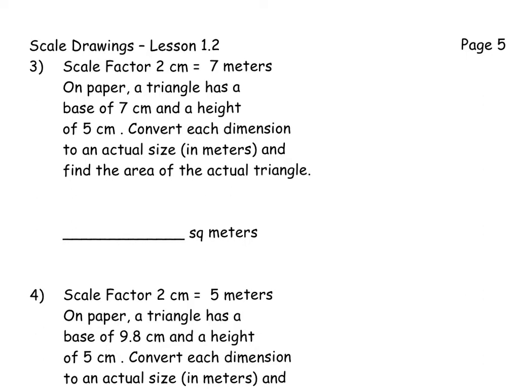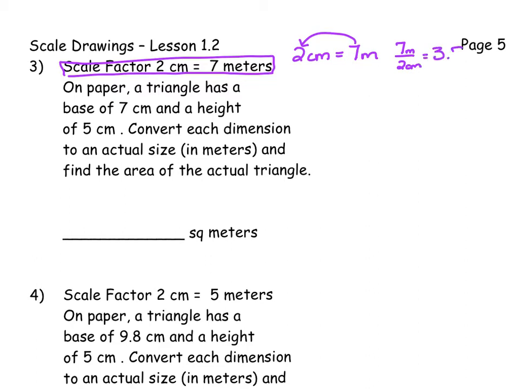We are converting scale drawing dimensions to actual dimensions. We're given a scale factor that states 2 centimeters on paper equals 7 meters in the real world. Let's just jot that down. And while we're at it, we might as well calculate our unit rate. 7 meters divided by 2 centimeters means our rate is 3.5. The unit rate basically states 3.5 meters in the real world is equal to 1 centimeter on paper.